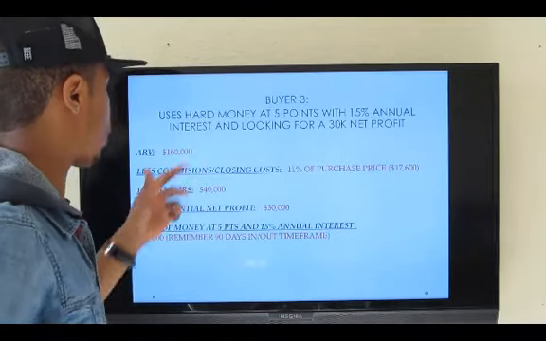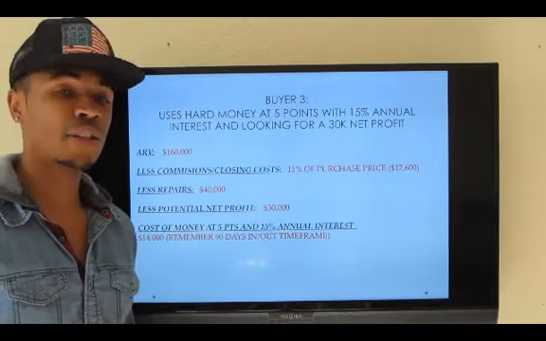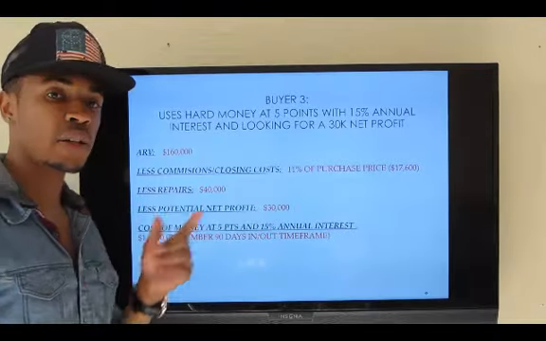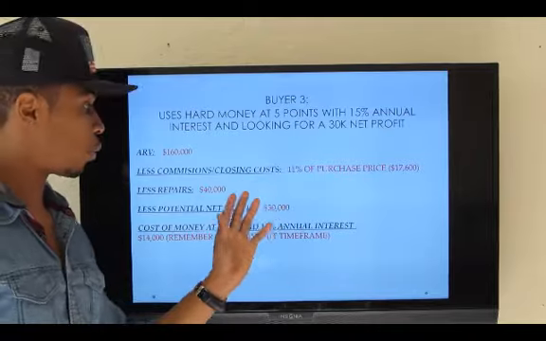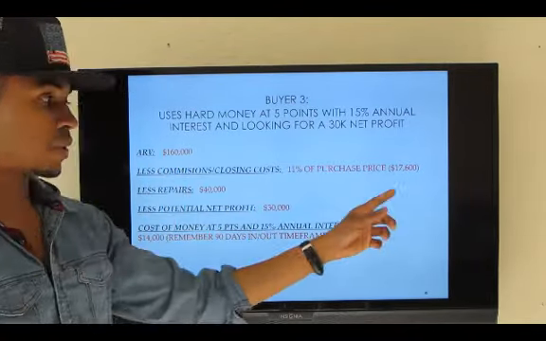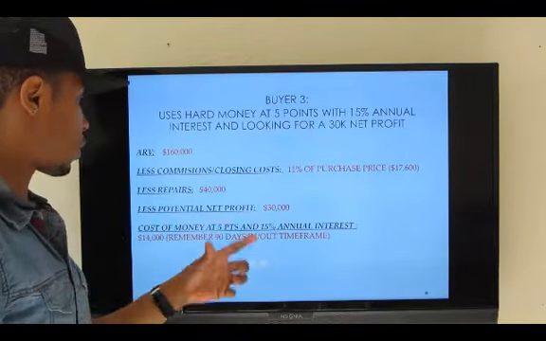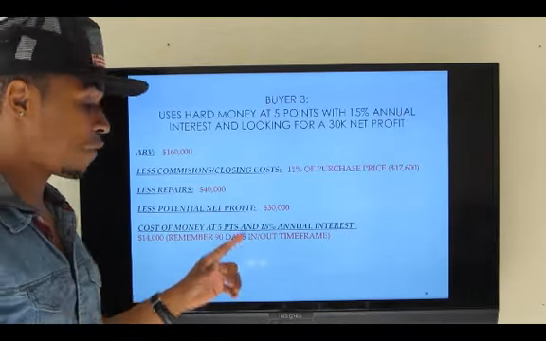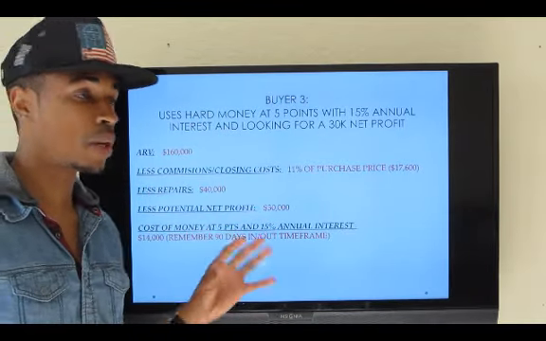All right, buyer number three. He uses hard money at 5 points and 15% annual interest and is looking for a $30K net profit, just like buyer number two and buyer number one. ARV is $160,000. Okay, less commissions and closing costs, which is 11% of the ARV, not purchase price, which is $17,600. Less repairs, $40,000. Less potential net profit, which is $30,000. All right. So his cost of money at 5 points and 15% interest, and a lot of buyers do use hard money. All right. So keep that in mind.